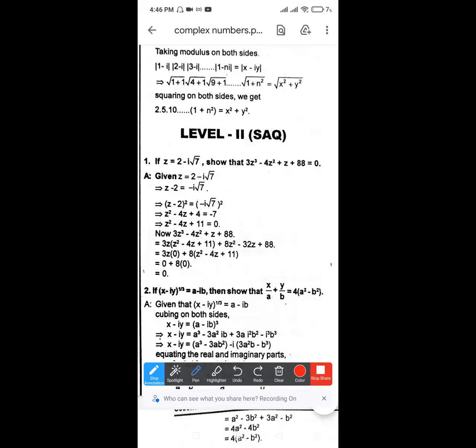Now what we are doing is, we took common 3z from this equation. Then we will be left with this. Then we know that this is nothing but 0. Then we took 8 common again, then it came to 0. That's really 0.